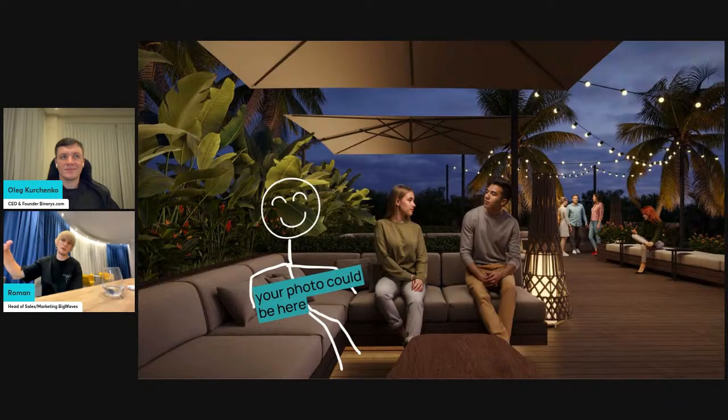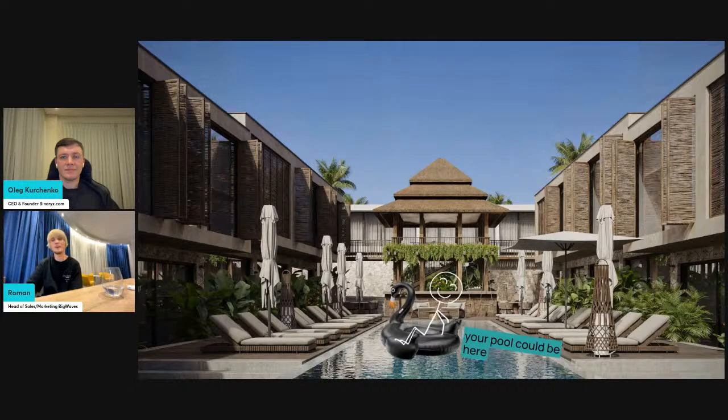On the last floor there is also our rooftop with a cinema zone and a pool inside.